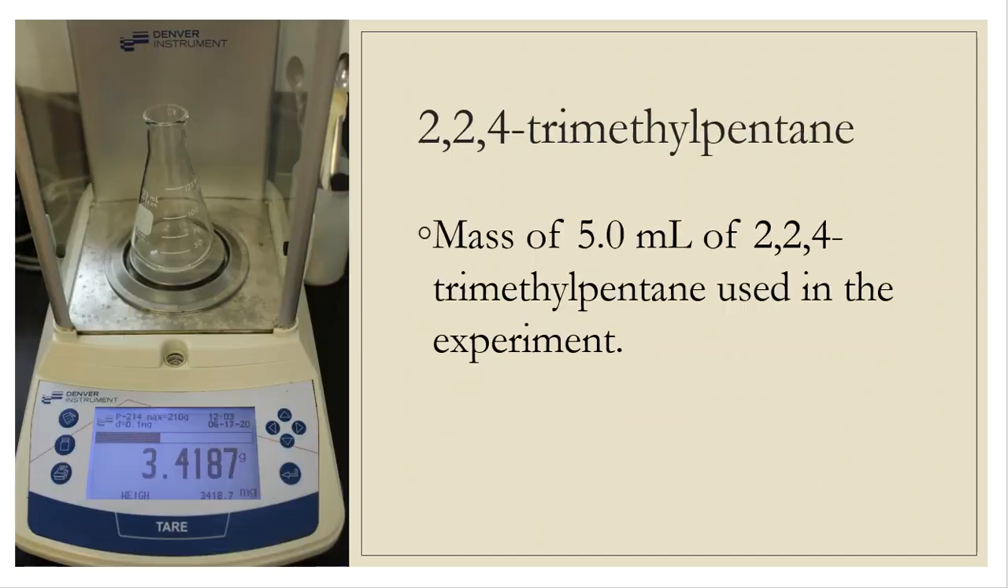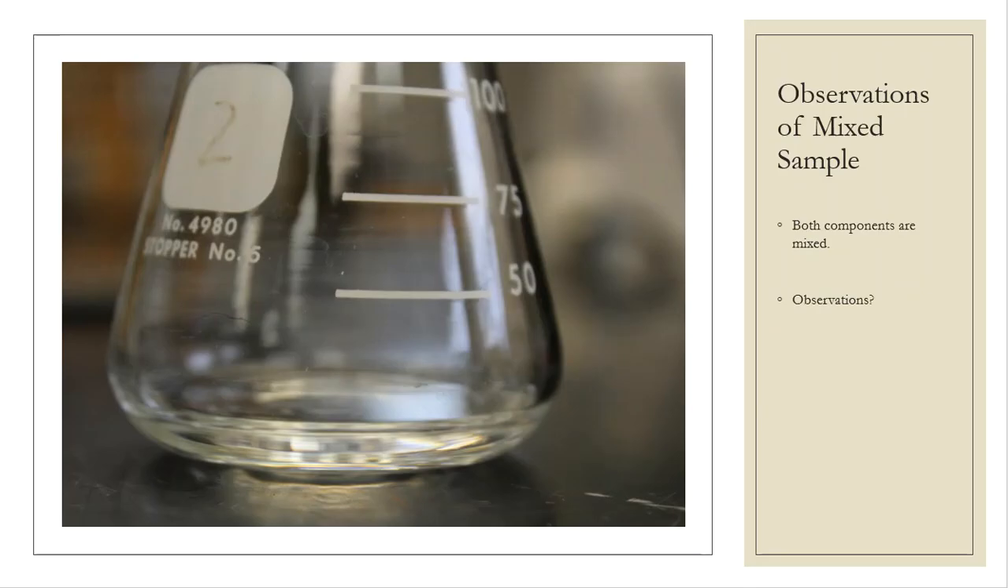All right, so 2,2,4-trimethylpentane, 5 milliliters goes into that tared flask, and that mass is going to be 3.4187. So 3.4187 is the mass of 2,2,4-trimethylpentane. All right, so we've used those 2 reagents. We've got masses of each one, and now it's our job to mix them together.